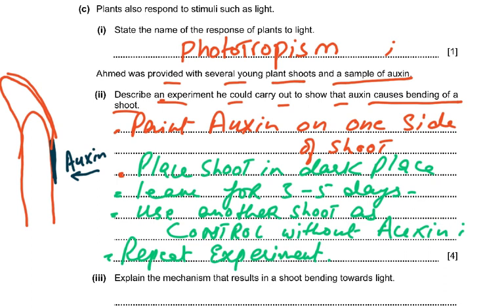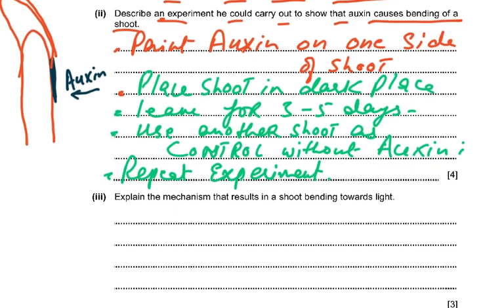So paint the auxin on one side of the shoot, place the shoot in a dark place, leave for 3 to 5 days, use another shoot as a control without the auxin, and repeat the experiment so as to prove your point. Because just by doing it once, you're not going to prove this point. So you have to do a number of repeats of the experiment.